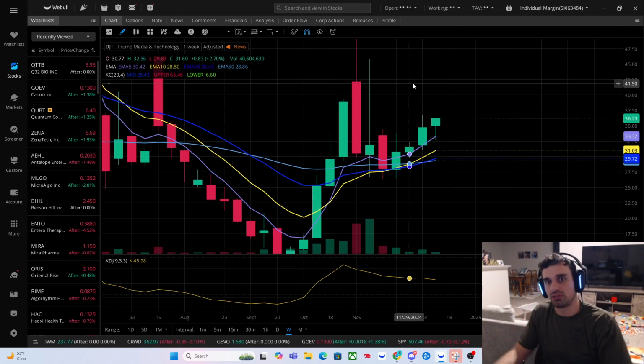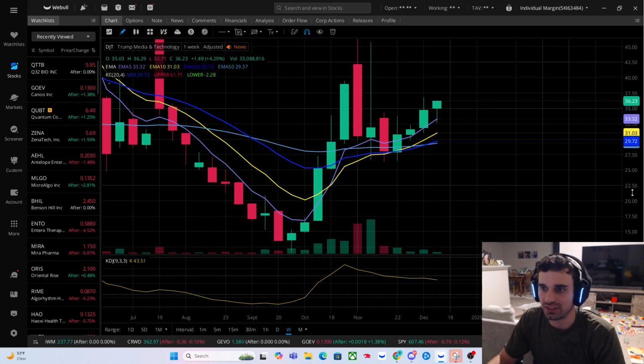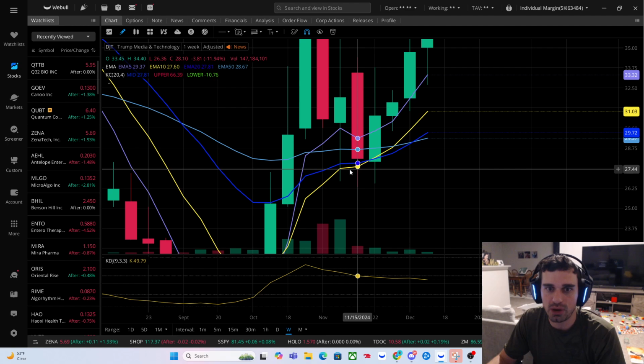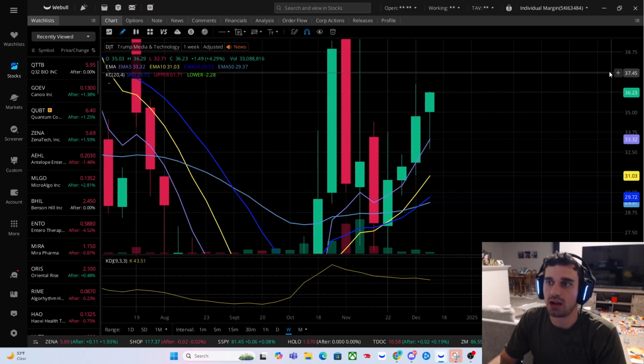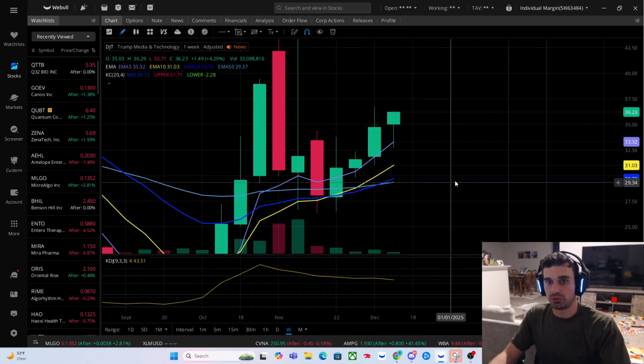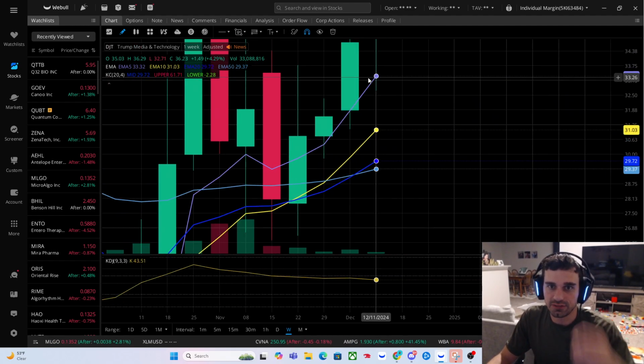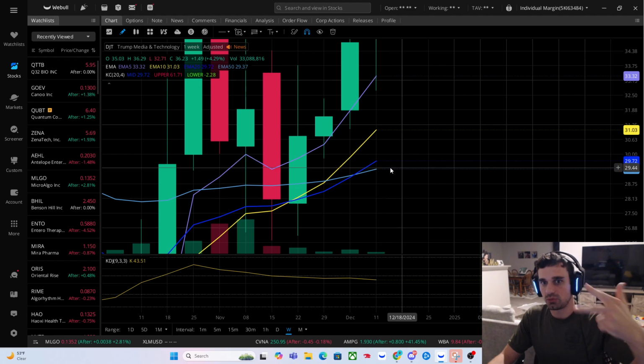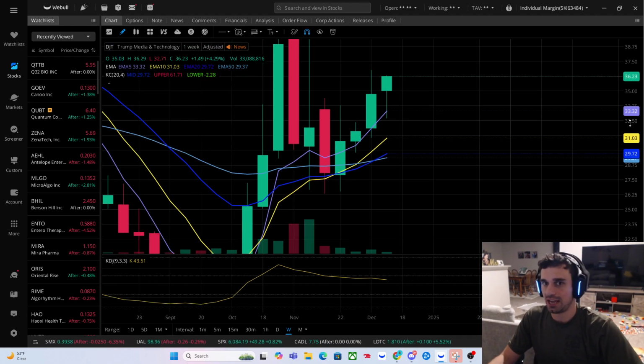Where do the algos look for a pullback? Look at this. To a T, we pull back to this bottom EMA and we start switching up. So on the weekly chart, it looks really good because now we're starting to see the 5 should be the top, the 10, and then the 20 and the 50. Everything looks amazing here. Absolutely amazing.